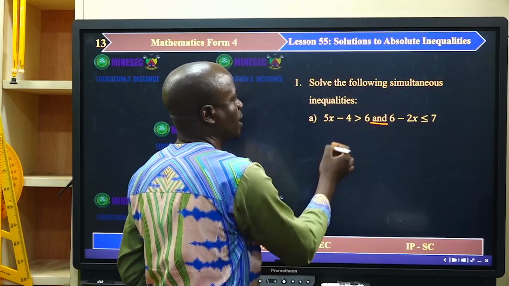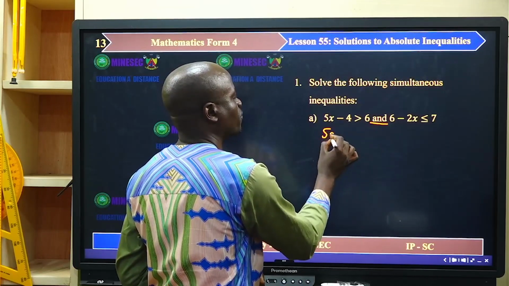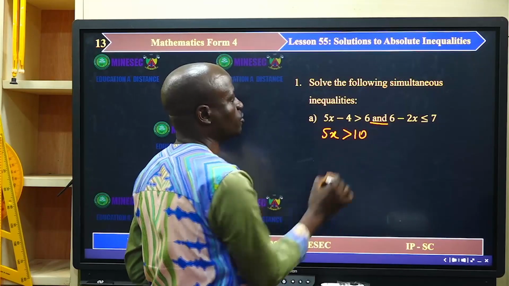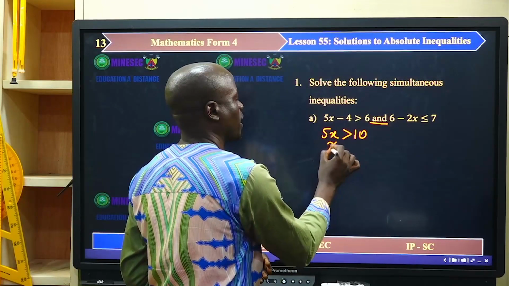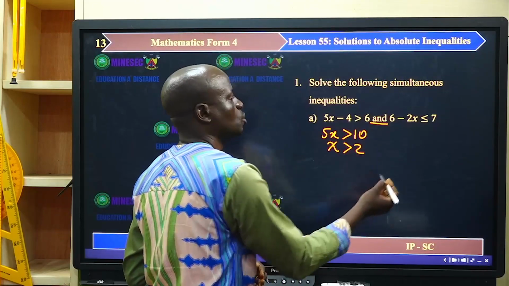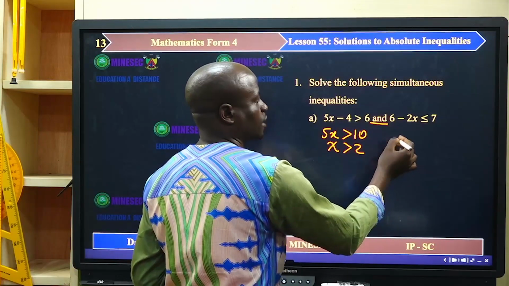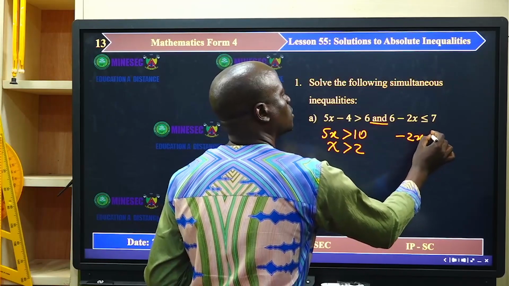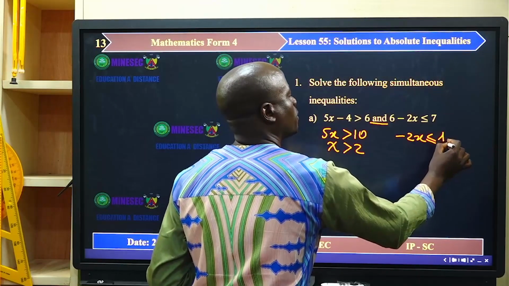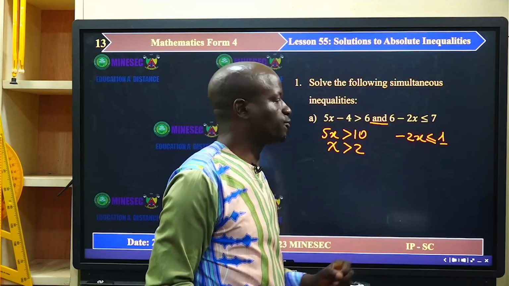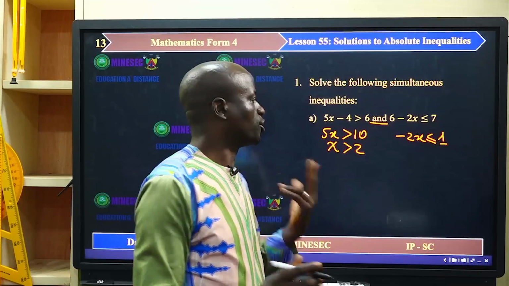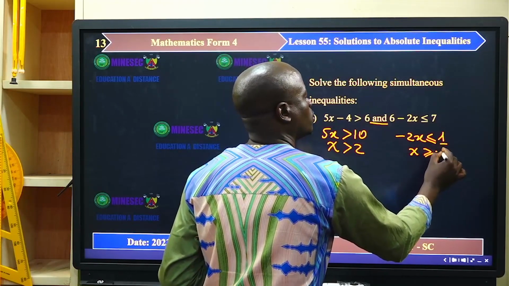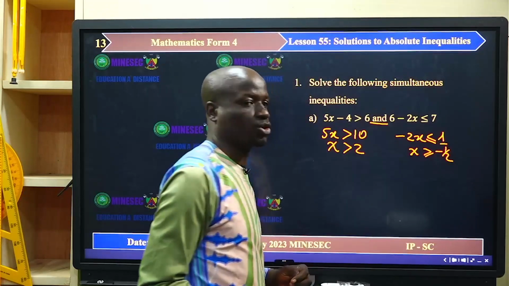So here we will add 4 to both sides. So 5x is greater than 10. Then we can divide all through by 5, and x will be greater than 2. In this case, we subtract 6 from both sides since the 6 here is positive. So we have negative 2x is less than or equal to 1. We divide now both sides by negative 2, and since we are dividing by a negative number, the inequality sign will be reversed. So x is greater than or equal to negative half or negative 0.5.